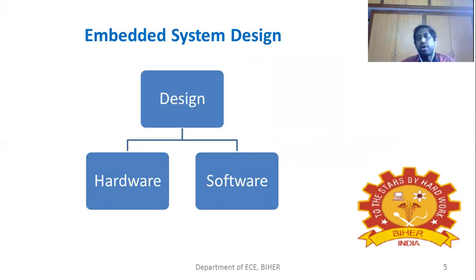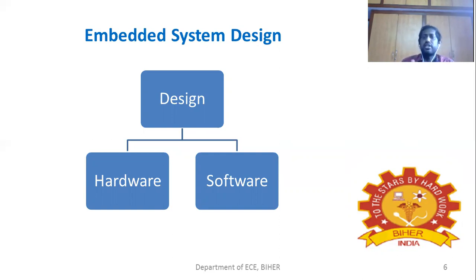So this is the part of embedded system design. The major design is categorized into two sections. The first one is the hardware section, and the second one is the software section. In the hardware section, we are discussing what input devices are used, what output devices are used, which pins are used as input pins, which pins are used as output pins, and which interrupts are used. Everything we decide in this hardware design part.